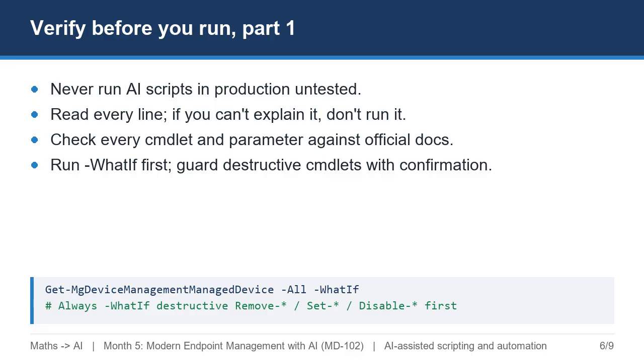This is the most important part of the whole lesson, so I'm giving it 2 slides. Never run AI-generated scripts in production untested. Read every single line, and if you can't explain what it does, you do not run it. Check every cmdlet and parameter against the official docs, because AI invents plausible-looking ones. And run -WhatIf first, especially on anything that removes, sets, or disables. WhatIf shows you what would happen without doing it. Use it religiously.